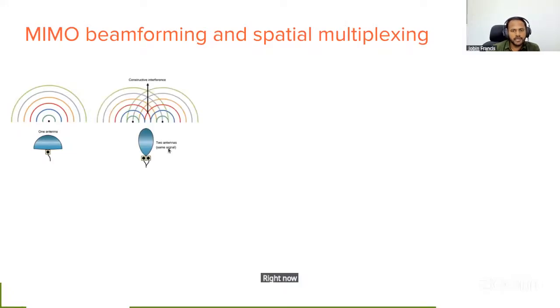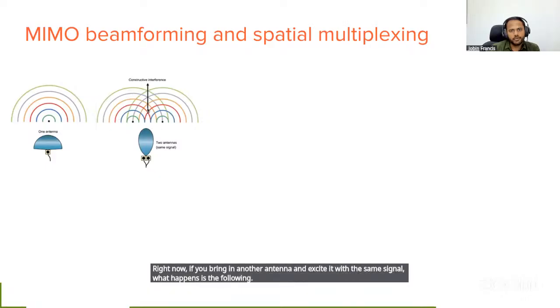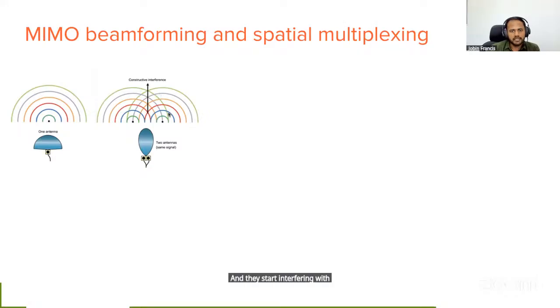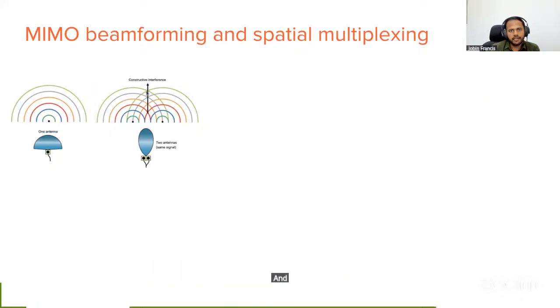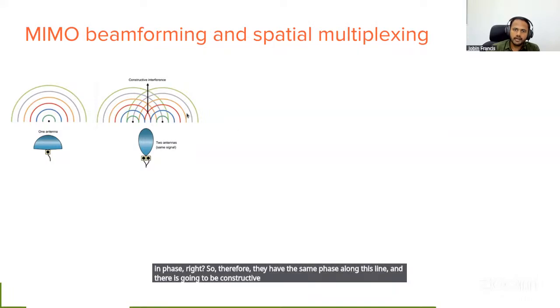Now, if you bring in another antenna and excite it with the same signal, what happens is the following. There will be two wavefronts, one from each antenna, and they start interfering with each other. The points at which they meet each other, that is where I have drawn this line here, are the points where these wavefronts interfere in phase. So they have the same phase along this line, and there is going to be constructive interference. And at other locations, there could be destructive interference.